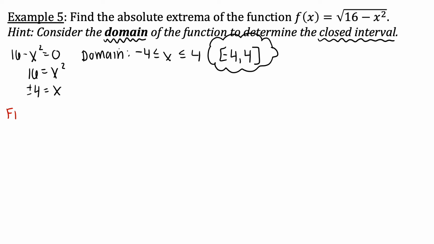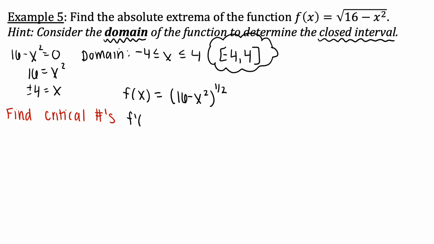We want to find our critical numbers, which means we need to find our derivative. So our function f of x equals the square root of 16 minus x squared, which I'm going to rewrite as 16 minus x squared to the 1/2 power, because now when I go to take my derivative, I recognize this as a chain rule problem.